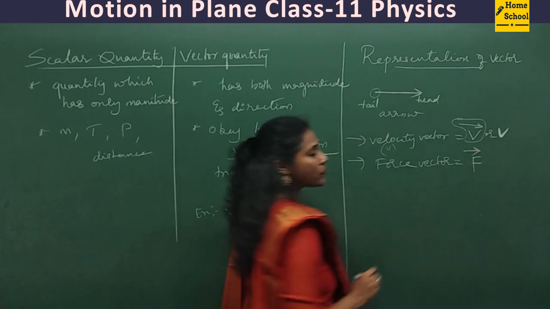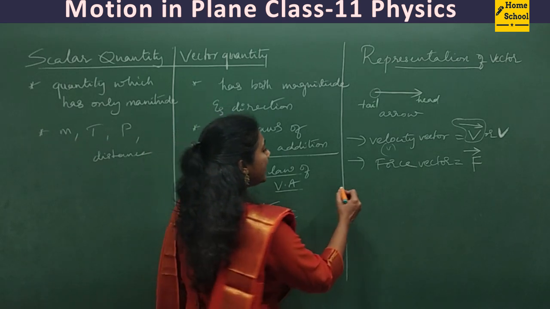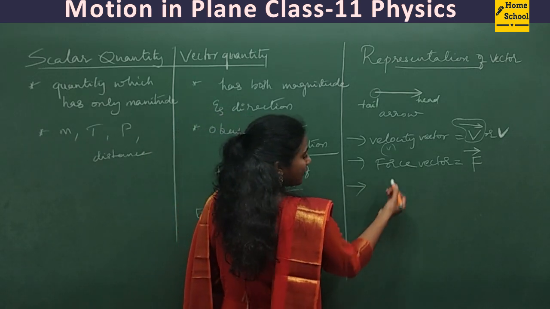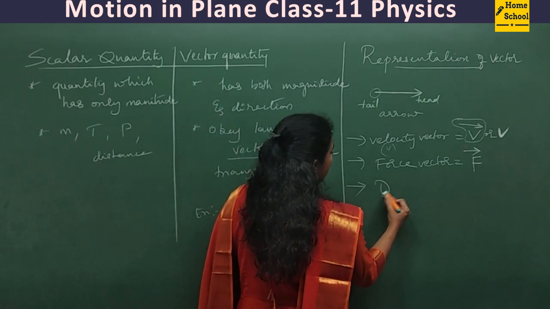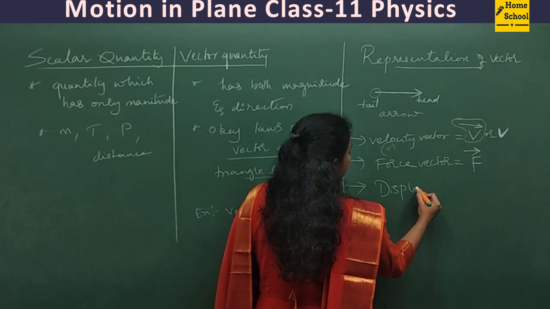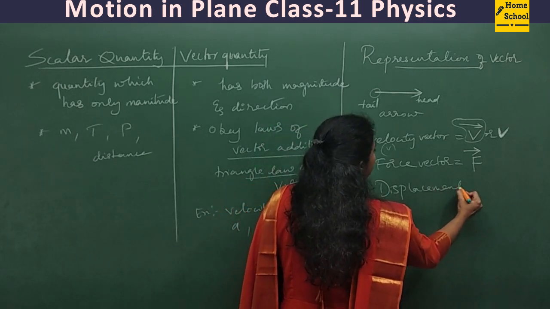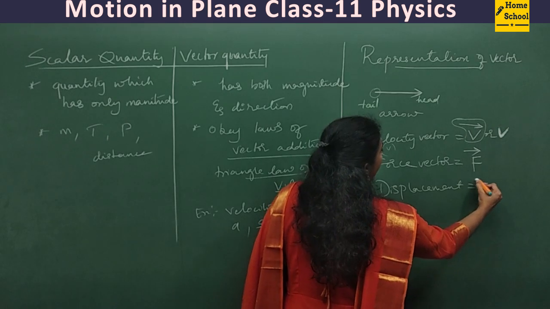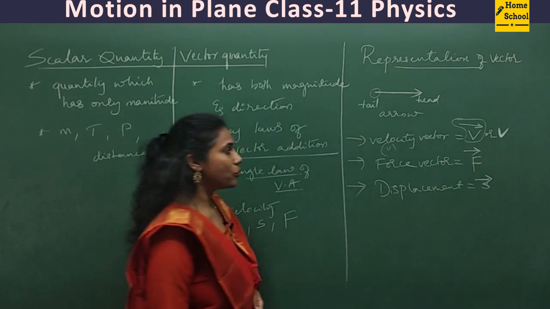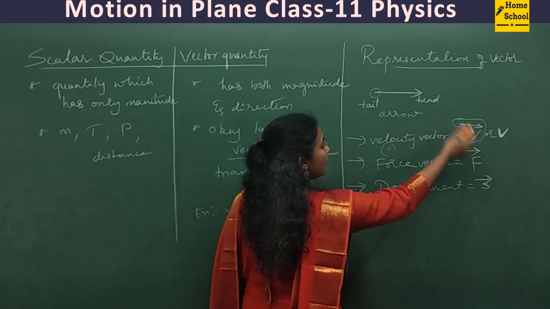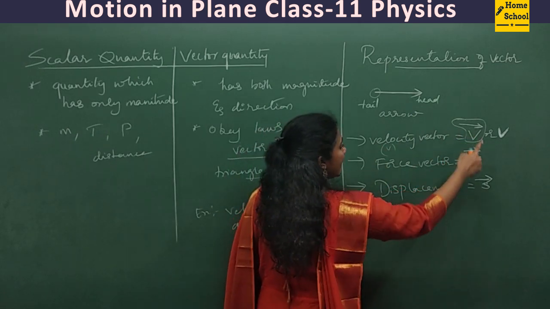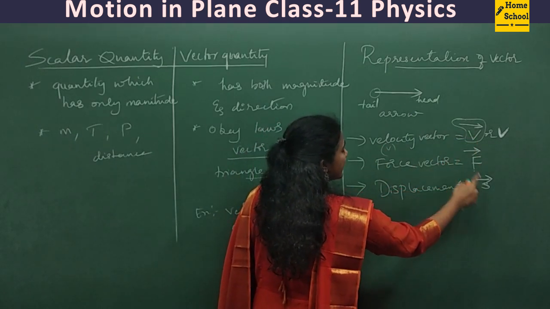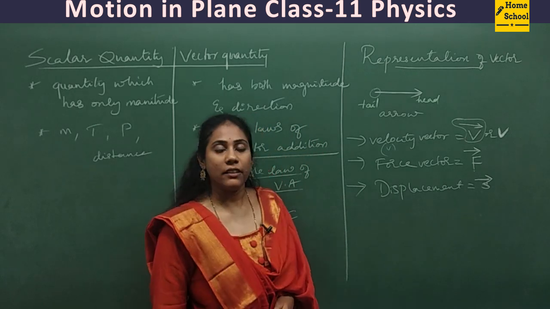So this is force vector, right? And the other way, for example, displacement is there. Another example, it is displacement, right? So symbol S, on this I'll write arrow. So that is the way of representing vectors. So this is velocity vector, this is force vector, and this is displacement vector.